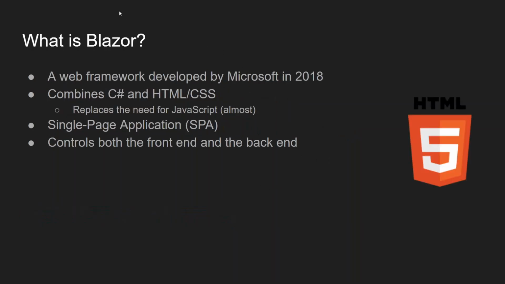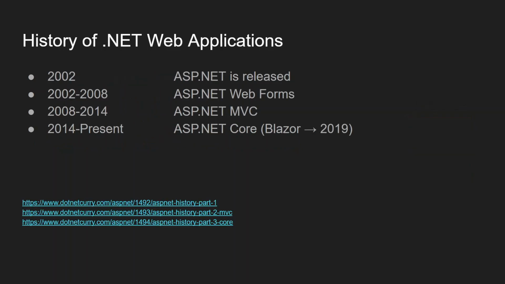So yeah, what is Blazor? It is a web framework developed by Microsoft in 2019, I guess. It combines C# and HTML, CSS. It almost replaces the need for JavaScript, because as I talked about in this slide, these early forms of ASP.NET relied pretty heavily on JavaScript to do that client-side functionality, because they did most of the server-side back-end stuff, but you needed something. You couldn't have it constantly getting GET and POST requests to update every little thing on the web page.